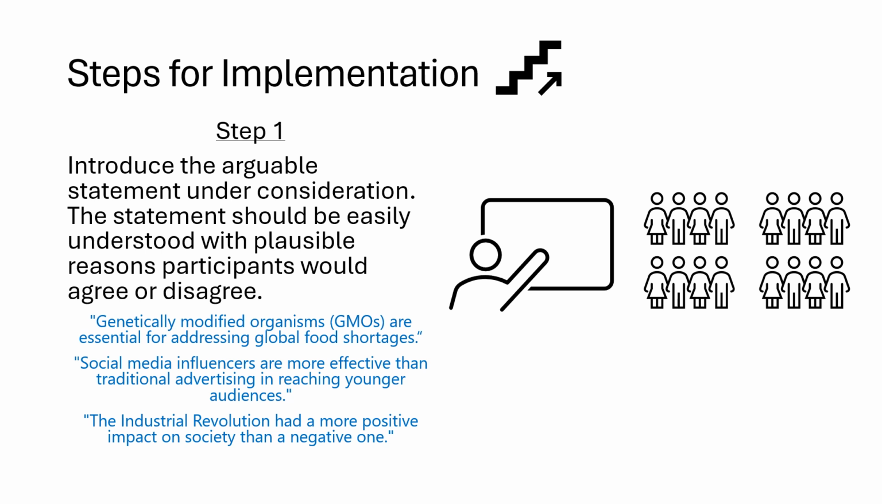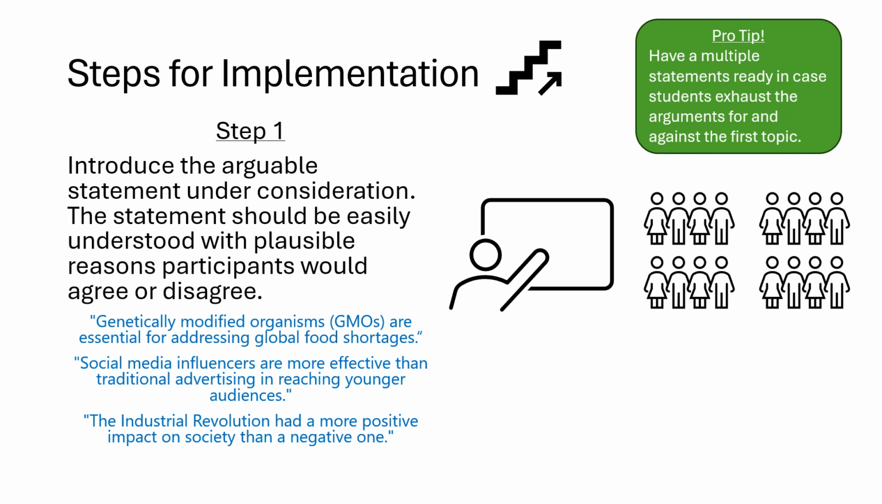Now, notice how each of these statements walk the line between being specific while remaining comprehensible for students. If you have a particularly complex statement, you might want to explicitly review it with students and have them paraphrase the statement to ensure understanding. And as a pro tip, it's never a bad idea to have multiple statements ready in case students exhaust the arguments for and against the first topic. To save time, you could even have AI do this for you.